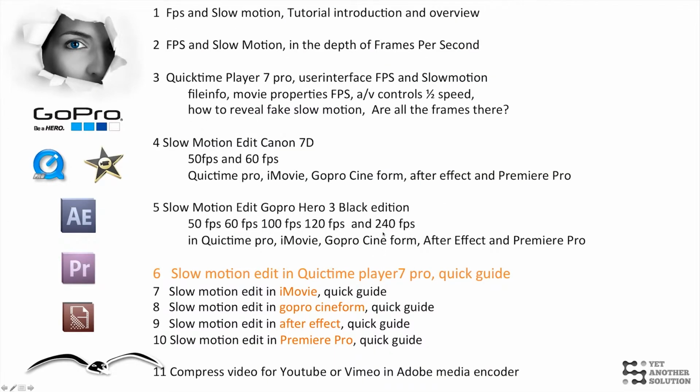Okay, if I'm going to tell you about some of the other tutorials here, I really recommend tutorial number 2 about frames per second and slow motion, where we go deeper into the theory behind frames per second. I also recommend number 3, where we look deeper into the user interface in QuickTime Player 7 Pro. QuickTime is really useful together with other software, and for sure, if you have time for it, tutorials 4 and 5, and especially number 5, where we do this slow motion in all the different software. It's the same as what we have here, in tutorials 6, 7, 8, 9 and 10, but as a quick guide like this.